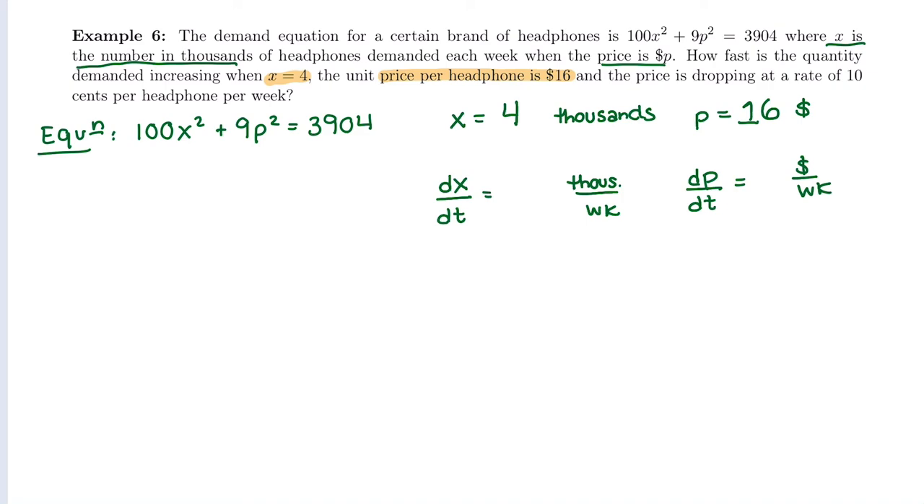But the price, they're going to start dropping it and see if that helps their demand a little bit. The price is dropping at a rate of 10 cents per headphone per week. So we want to start lowering our price and see if that helps our demand a little bit. So we want to do 10 cents, but this is supposed to be in dollars per week, so I'm not going to write it as 10 because 10 would stand for $10. I'm going to write it as 0.1 because that means 10 cents. Or you could do 0.10 if you prefer, so you can see the 10.